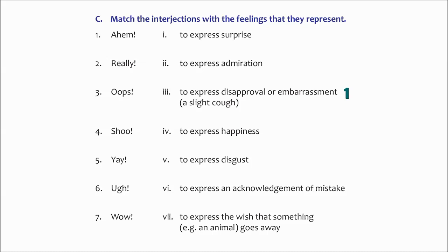And the second one, really? It is to express surprise. That's right, the first one. The third one, oops. Which one do you think matches that? It is the sixth one. That's correct. It's to express an acknowledgement of mistake. And fourth one, shoo. It is to express the wish that something goes away, like an animal. We shoo it away, right?